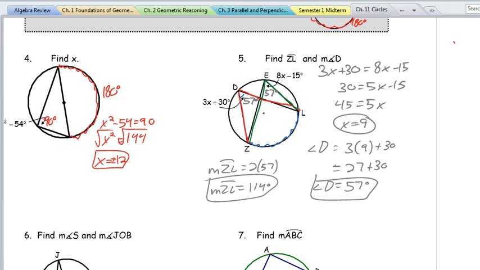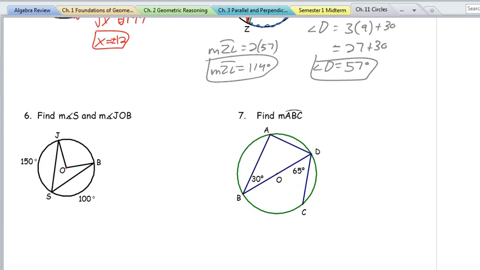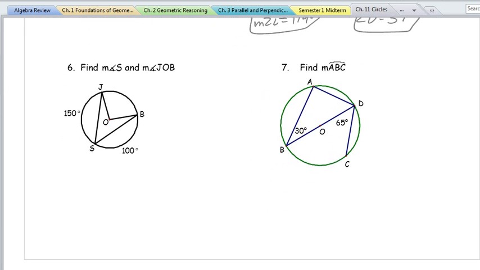Let you guys finish. Pause if you need to and rewind. Find the measure of angle S and the measure of angle JOB. So S is going to be right here. JOB, this will be a good review of central versus inscribed. JOB is right there. I guess I should keep that as red too. So we want to find that. Let's make this X. Let's call this Y. That'll be better. Find S, find JOB.